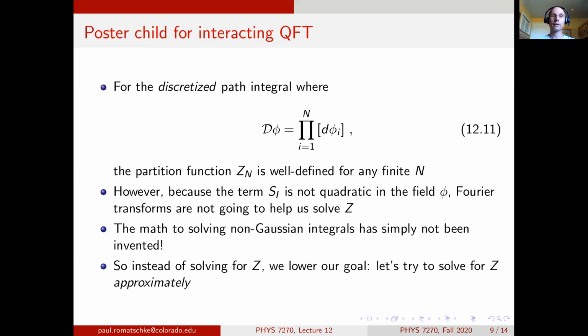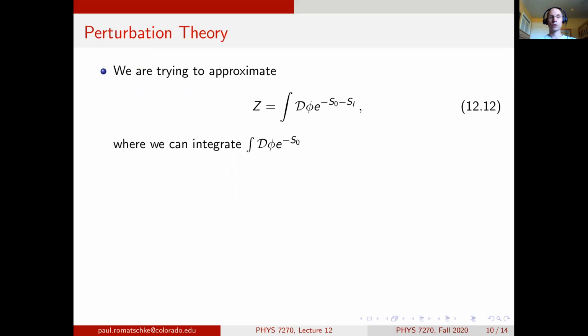So instead of trying to get an exact result for the interacting quantum field theory partition function Z, we will simply lower our goal. Instead of getting an exact result, let's at least try to get an approximation for Z that captures some of this interacting part. So what we are trying to do is approximate this partition function, which has these two parts, using the fact that if we neglect S_I, we were able before to solve the free field theory, meaning we were able to calculate path integrals that involve just e to the minus S_0.